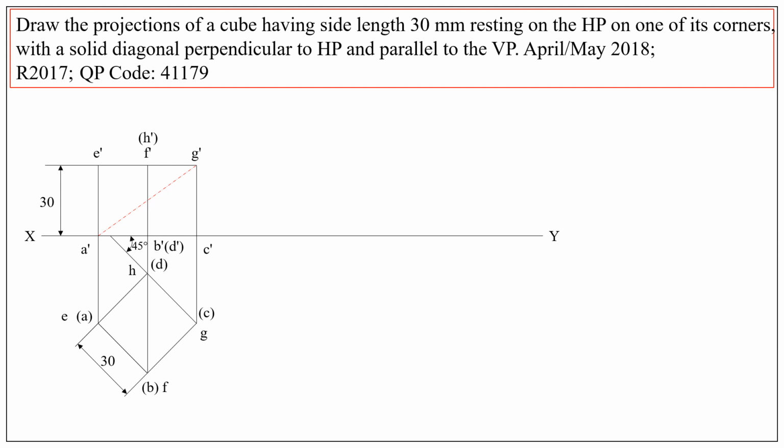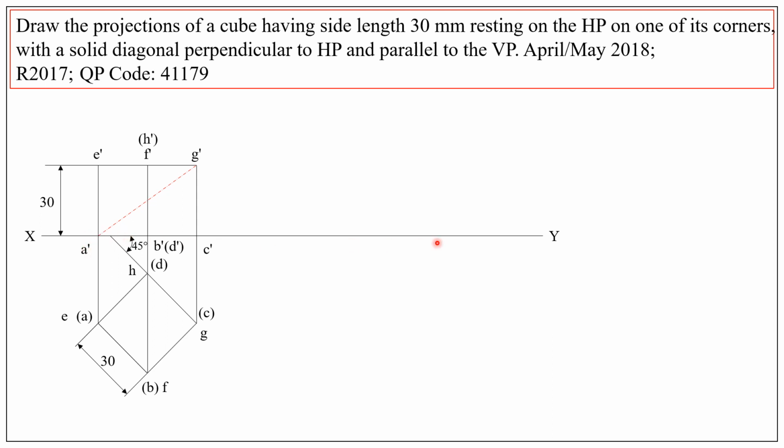How to draw that? Now we are going to make this solid diagonal A dash G dash perpendicular to XY. How to do that? Look at the problem statement. The cube is resting on HP on one of its corners, and we assume the corner on which the cube rests on the horizontal plane is A.